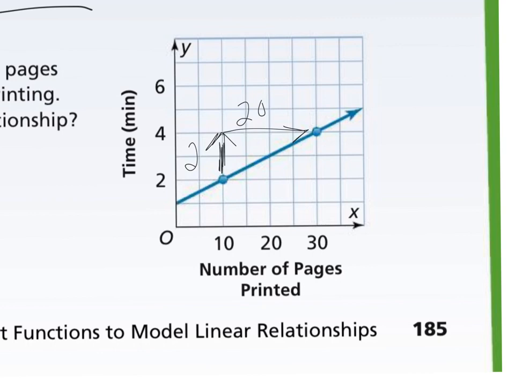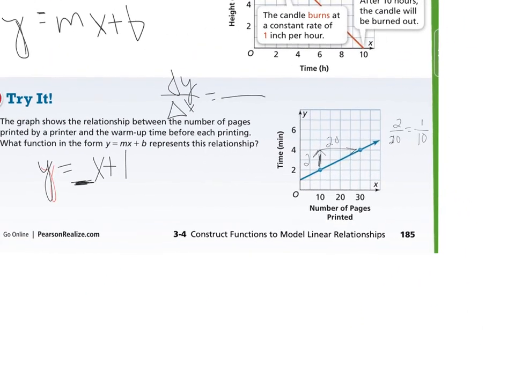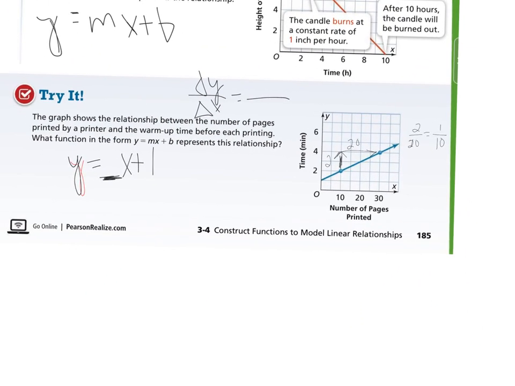All right, so we got 2 over 20. And that reduces to 1/10. Now 1/10, remember, this is not the same as 10. If it was 10, it'd be 10 over 1. Okay, 1/10. If I have 1/10 of a candy bar, doesn't mean I have 10 candy bars, right? Okay, so our equation is y equals 1/10 x plus 1.